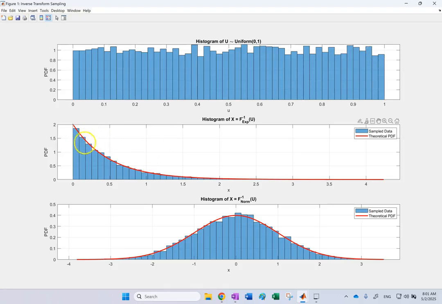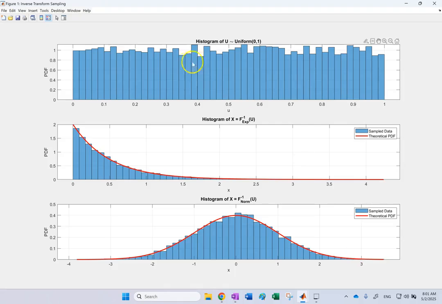Now look at the x exponential. Look at the distribution of that. It's absolutely exponential. And look at the other one, x norm. It's absolutely behaving like a normal variable. Now I can get this better by adding more numbers. Instead of 10,000, go ahead with 100,000, with 1 million, and so on.